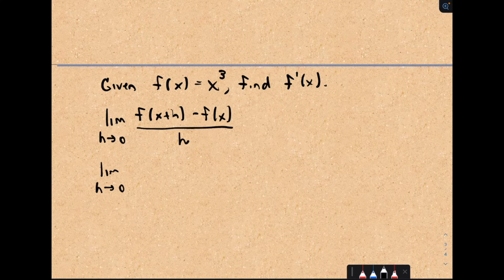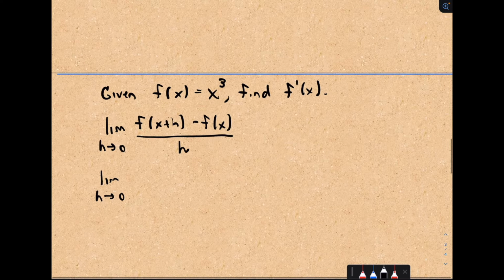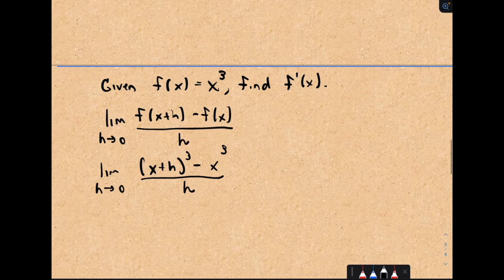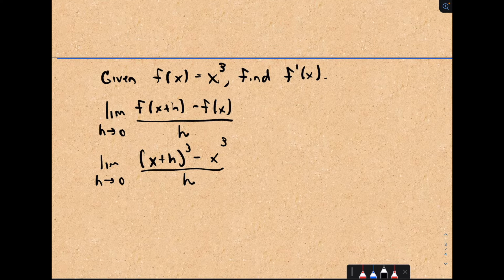So I've got to find a value for f of x plus h. Since my function is x to the third, that would give me x plus h to the third. And then I subtract away the original function, which is x to the third, over h. So now I've got to evaluate this limit. If I plug in h equals 0, I'm going to get 0 over 0. So that doesn't help me.